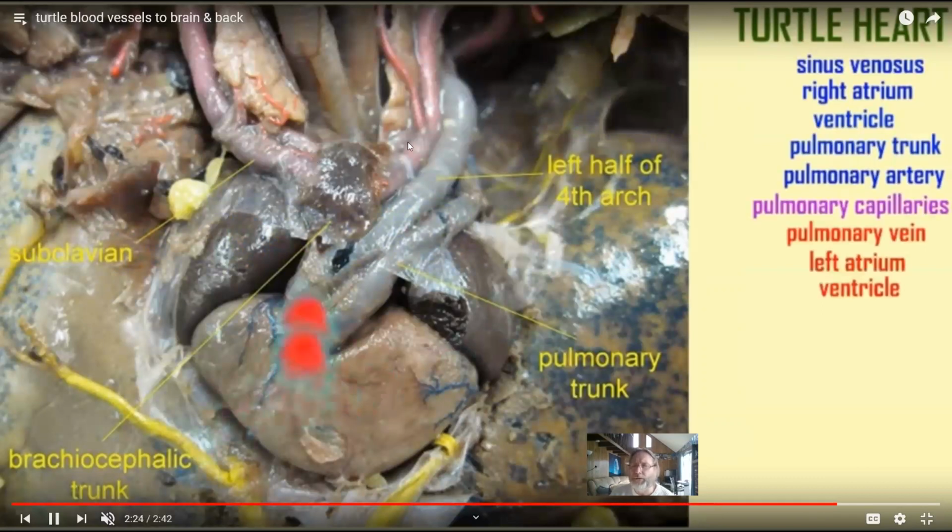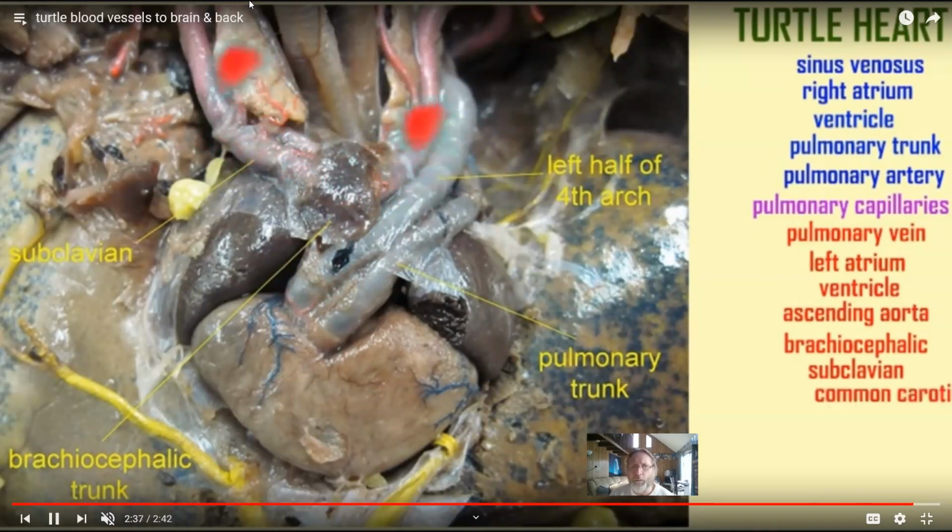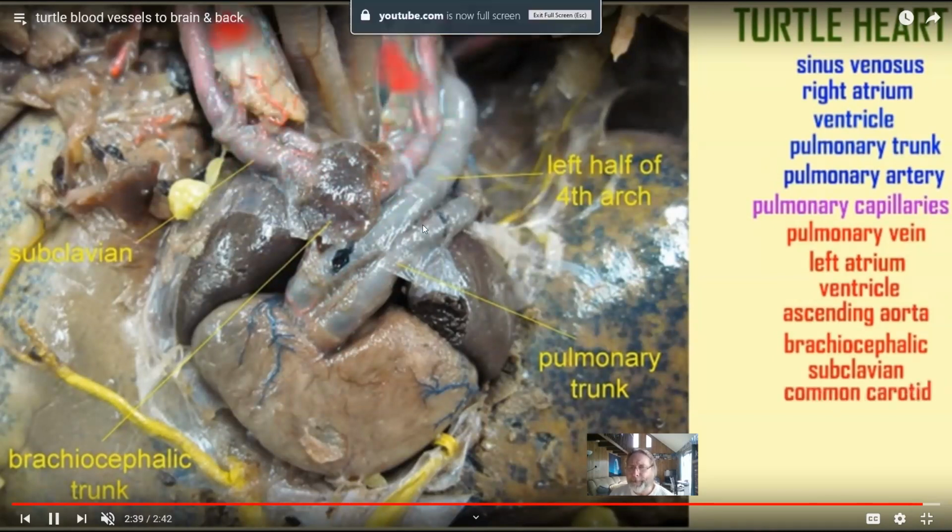There are two of those. Once again, we humans only have one brachiocephalic trunk on the right side, and then from the brachiocephalic trunk we go into the common carotid, which will then carry blood to the brain.